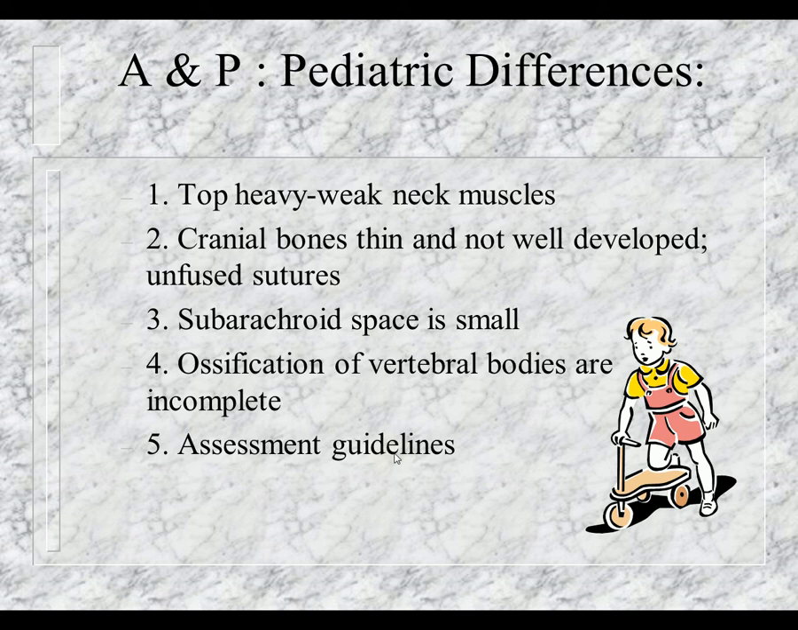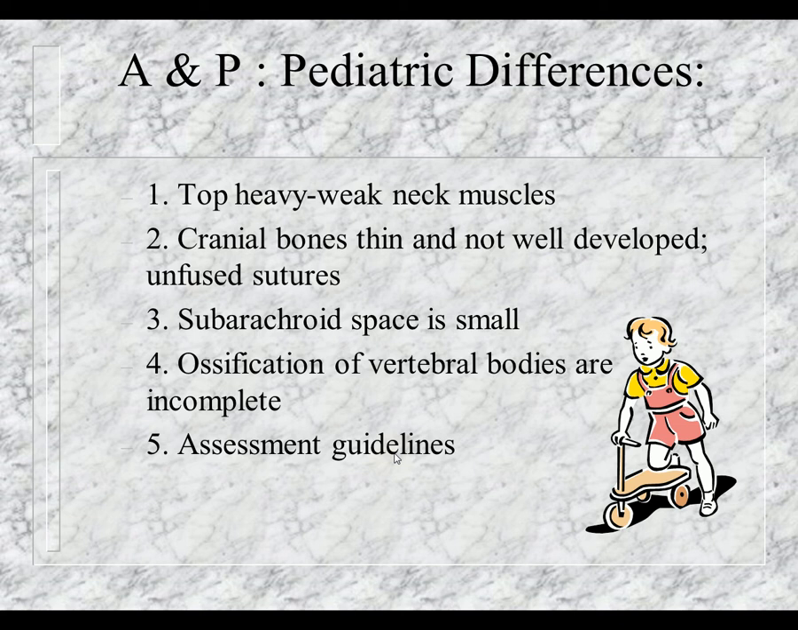The cranial bones are very thin and not well developed, and they have unfused sutures at the beginning. Remember when the posterior fontanelles and the anterior fontanelles close. You need to remember those. Cranial bones, with them being thin, are going to be prone to fractures and increased intracranial pressure. The subarachnoid spaces are small. Well, if the subarachnoid space is small, we know that's where the cerebrospinal fluid is located. They're going to have less cushion for the brain if they do have a head injury.